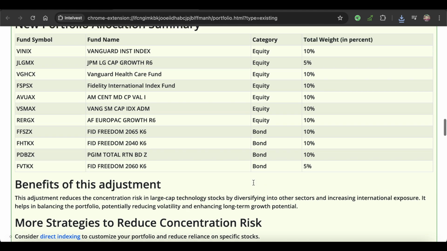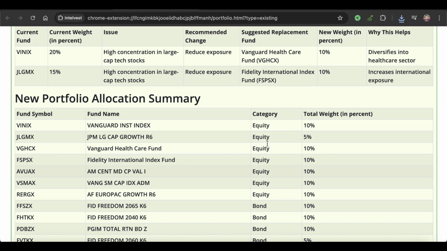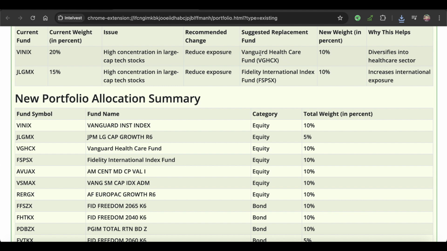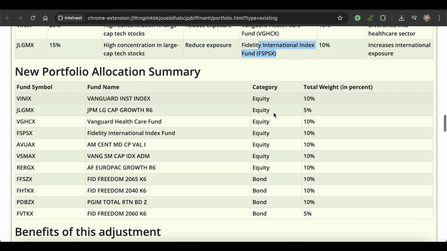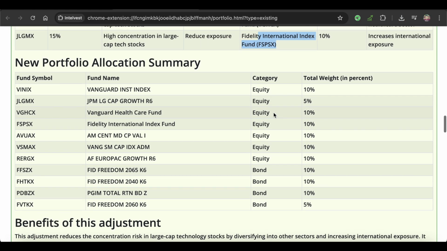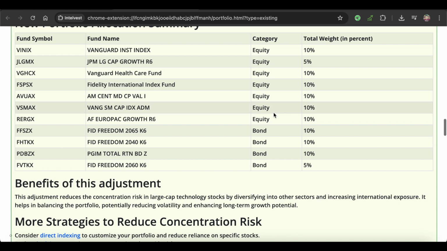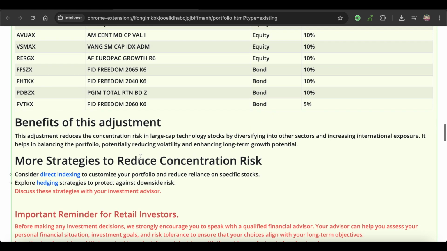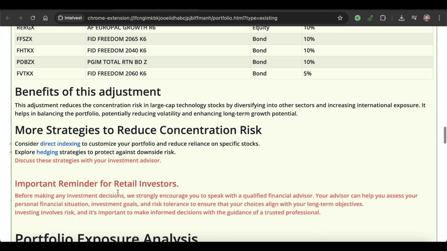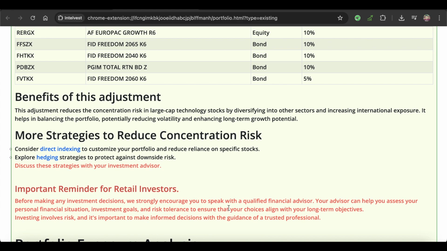So for my portfolio, it has suggested to reduce the exposure for Vinex and JLGMX due to tech concentration and replace it with VGHCX and FSPSX. Thus diversifying into healthcare sector and international exposure. It has also suggested more strategies like direct indexing and hedging, which you can discuss with your investment advisor. And remember, if you're a retail investor, we always recommend consulting with a financial advisor before making any major adjustments.